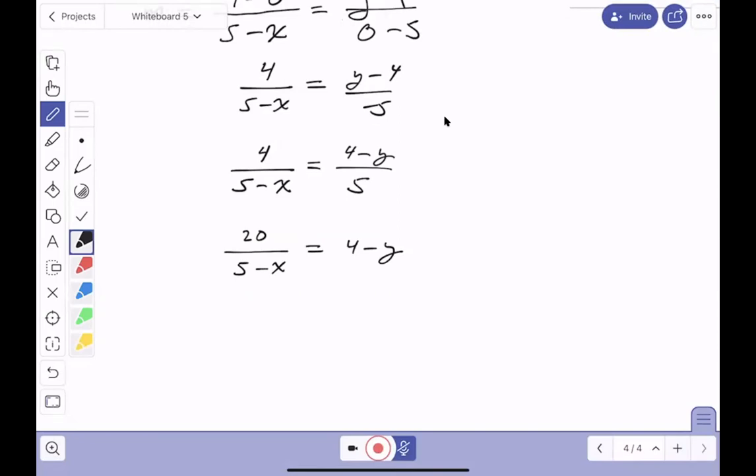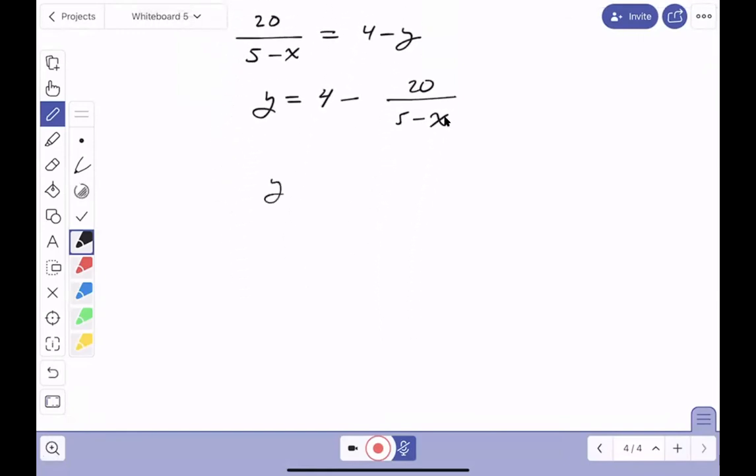Let me try to solve for Y, by the way. 20 over 5 minus X, and then I'm going to write down Y equals 4 minus 20 over 5 minus X. Again, I'm going to keep moving forward. And when you move forward, you may forget where you came from, and that does happen. All right. So you would get 4 times 5 minus X minus 20 over 5 minus X. I'm going to write this over here. Y equals, well, 4 times 5 is 20, 20 minus 20, oh, that's good, that disappeared. So you get minus 4X over 5 minus X.